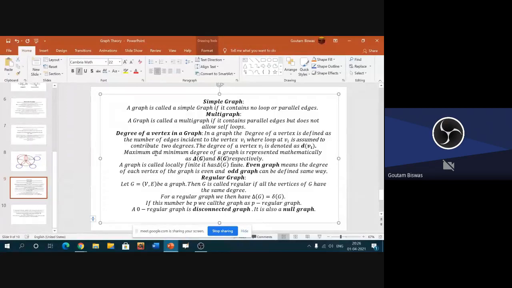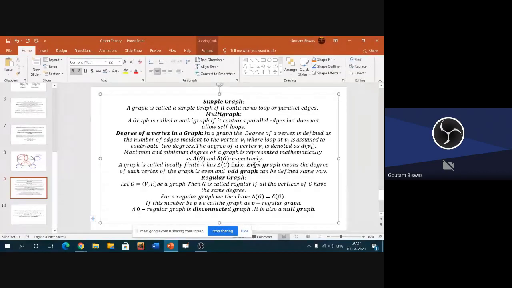This is the maximum and this is the minimum. A graph is called locally finite if it has delta G finite. There are two types of delta, capital delta and small delta. Capital delta remains finite, so this is called locally finite.